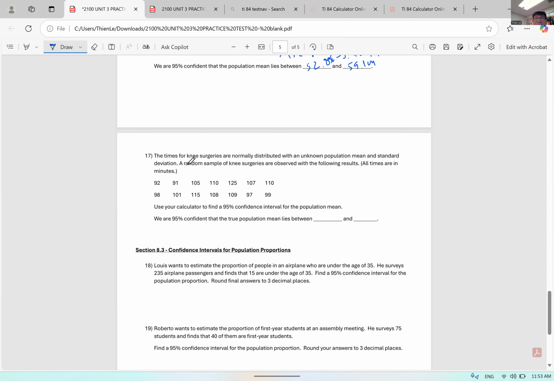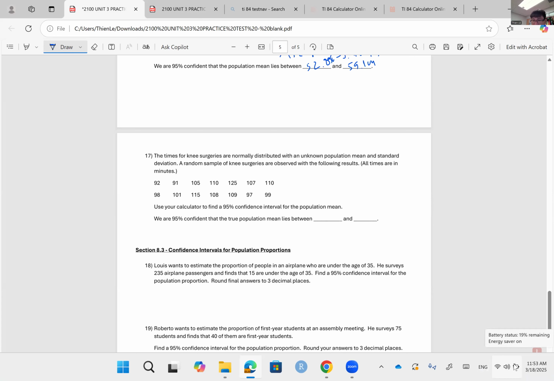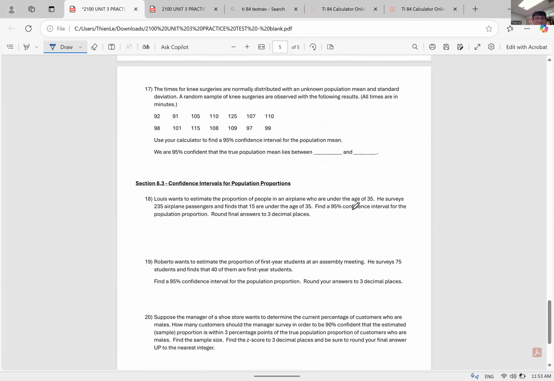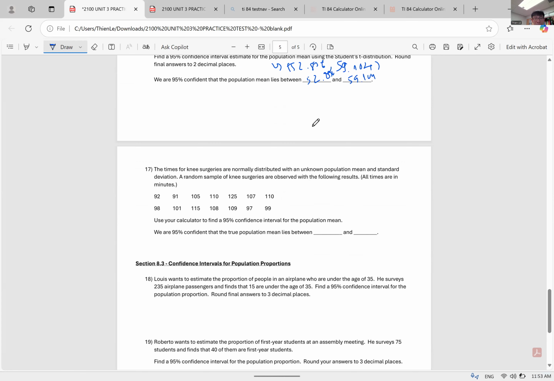Then again, the times for knee surgeries are normally distributed with unknown population mean. A random sample of knee surgeries is taken. Use a calculator to find a 95% confidence interval for the population mean. Let's see, we should have enough. Just insert the raw data. The same thing: here you have no information about sigma, so you use the t interval again, but we need to insert all the data here.